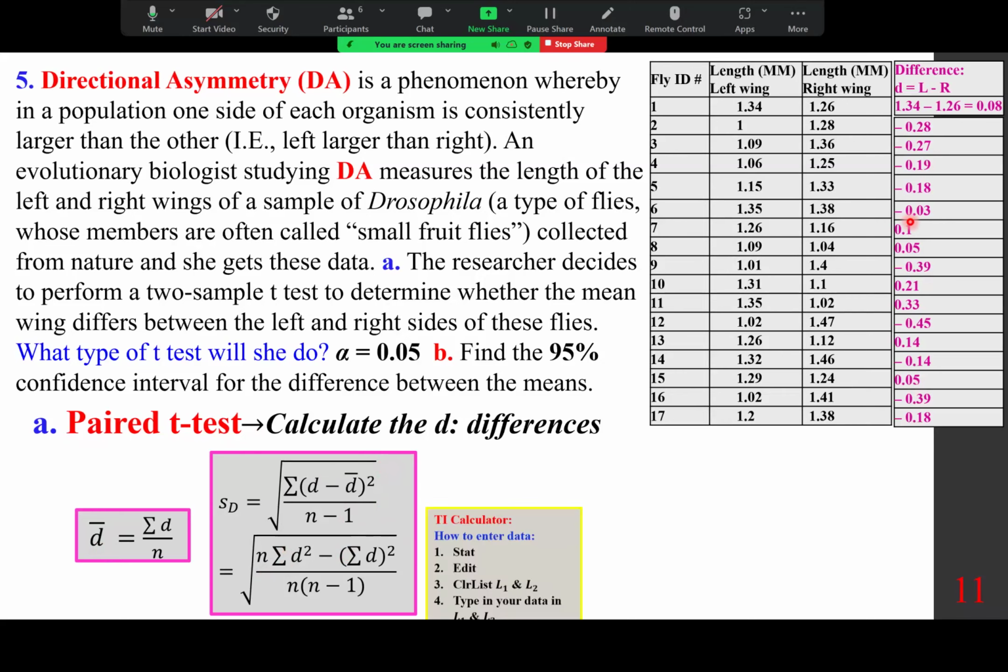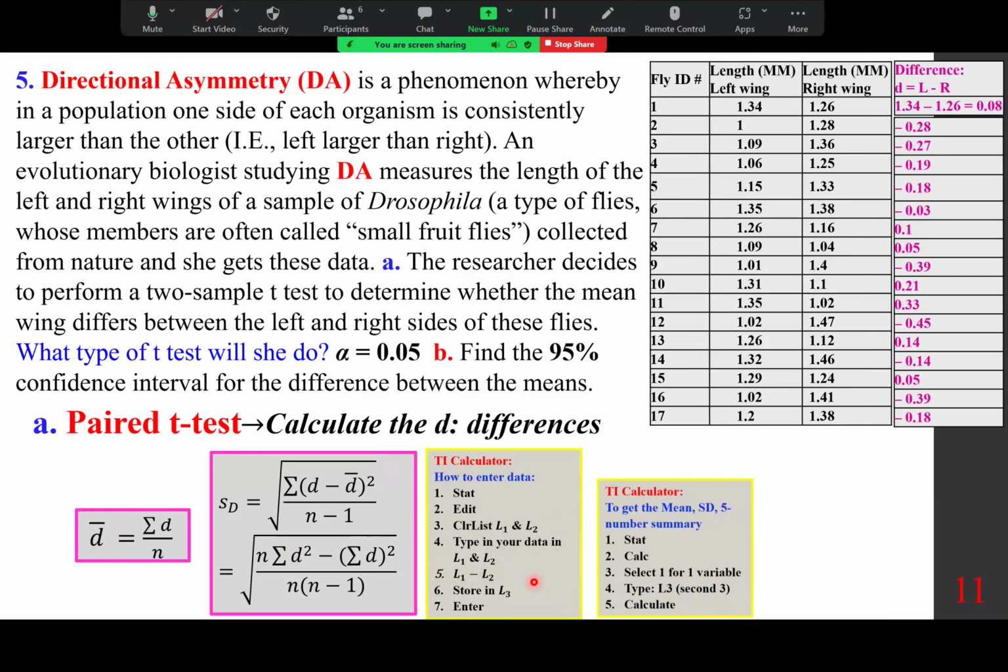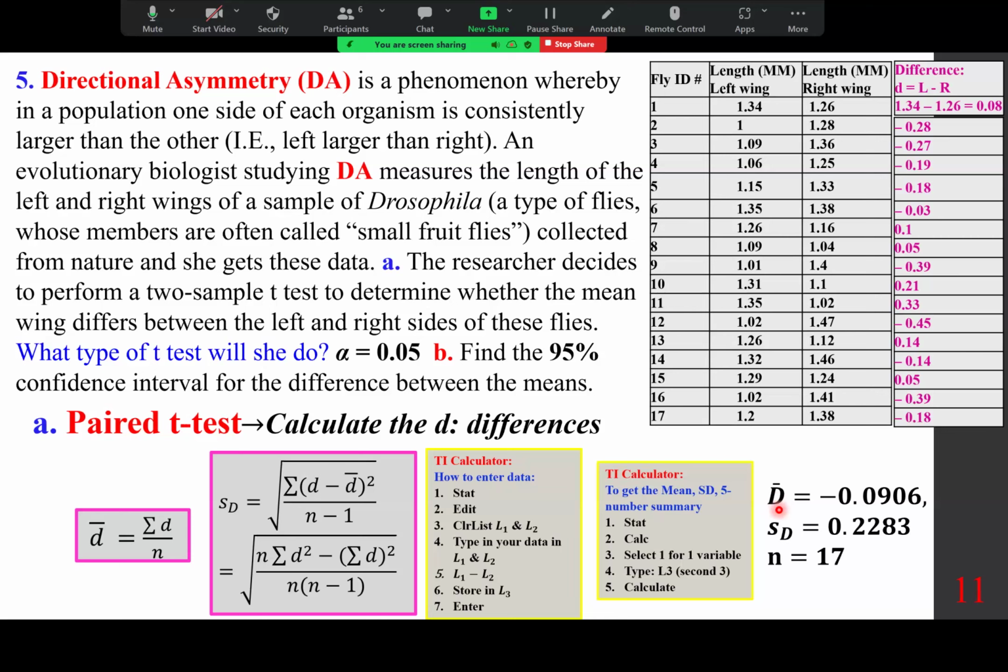I hope you see that if you assume this is X, it is the same formula for X. So we use the TI calculator: stat, edit, clear lists L1 and L2, and then we get L1 minus L2 stored in L sub 3. This is how you calculate this, nice and easy. Not only does it calculate that, it gives you the D bar with a bunch of decimals, the average for this column, the standard deviation for this column. And how many do we have? N is 17. So you don't have to do this by hand, but you need to know how it's done.